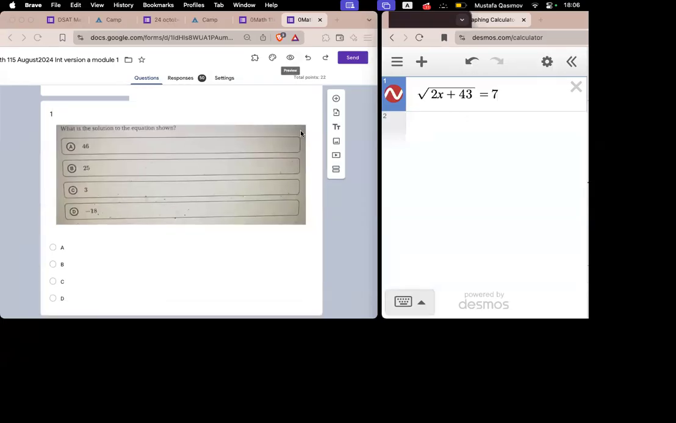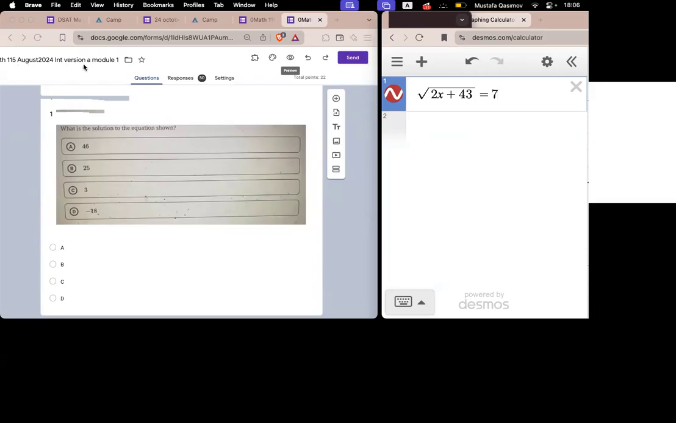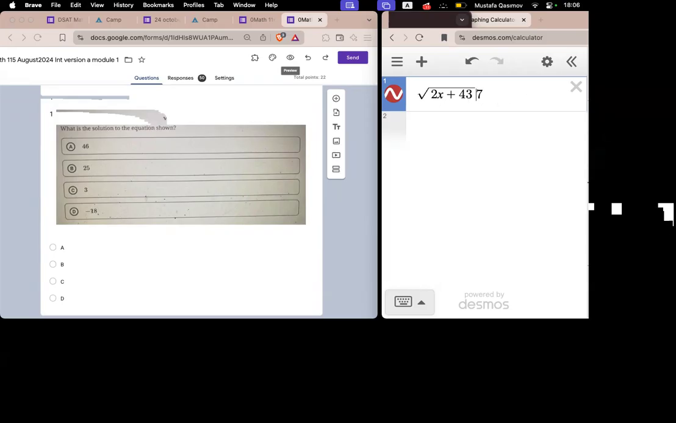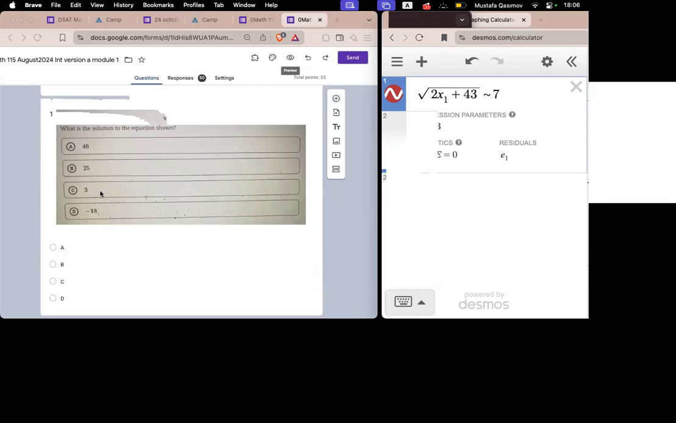Okay, we are looking at August International Version A, Model 1. First question: square root of 2x plus 43 is equal to 7, and x is equal to 3. Answer is C.